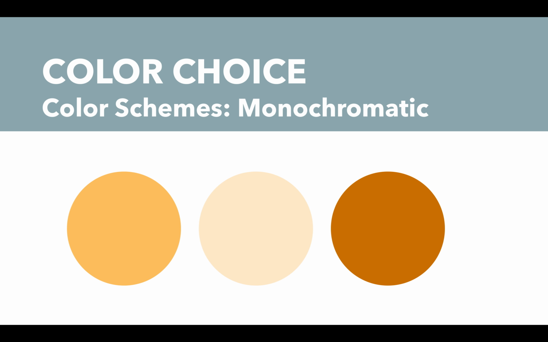So let's talk about color choice now. We're going to look at some color schemes and what that means. Our first one is monochromatic. So monochromatic essentially just means that you pick one color and you choose colors that are in the same family. So we've got a group of oranges here.